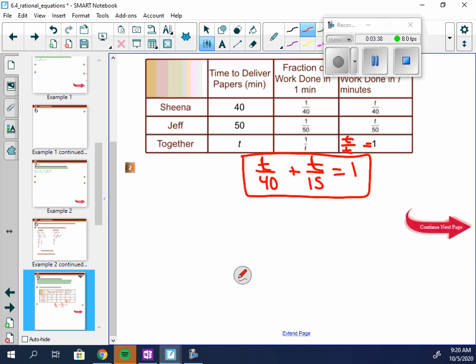Now, you can do a chart if you want to, but anytime this works. So if it takes me 25 minutes to do something and you 30 minutes to do something, and we work together, it's T over 25 plus T over 30 equals 1. So anytime, 15 minutes and 20 minutes, T over 15 plus T over 20 equals 1 every single time. Sorry, I made a mistake with the 50 earlier. Okay, now let's go and solve this right here.